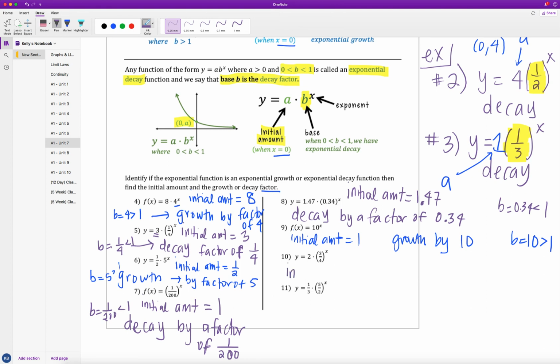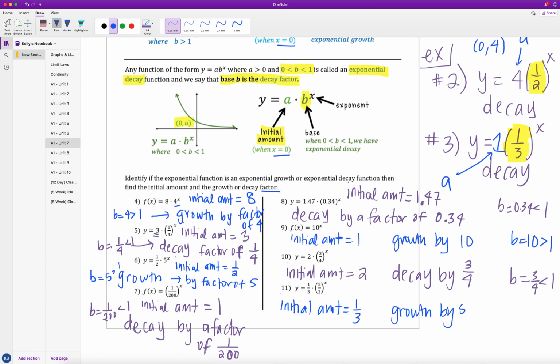In example 10, our initial amount is going to be equal to 2, since that's our coefficient in front. And we have a decay this time, and it is decaying by 3/4. And the reason it's a decay is because that base is less than 1. And our last example. In example 11, we have an initial amount which is going to be equal to 1/3, since 1/3 is our coefficient. Do you guys think 11 will be a growth or decay? 11 is going to be a growth, and it is growing by 5/2.